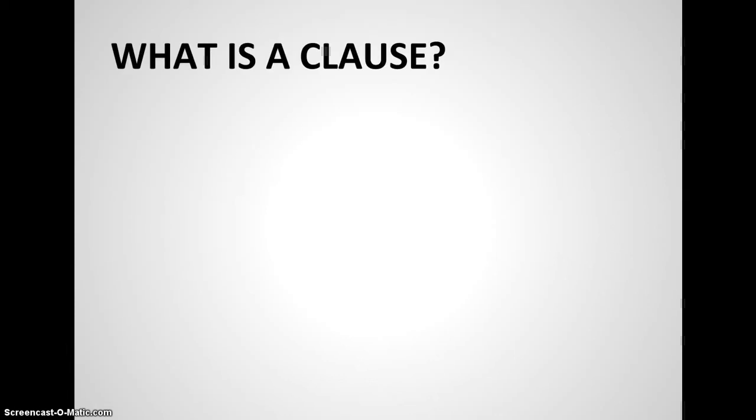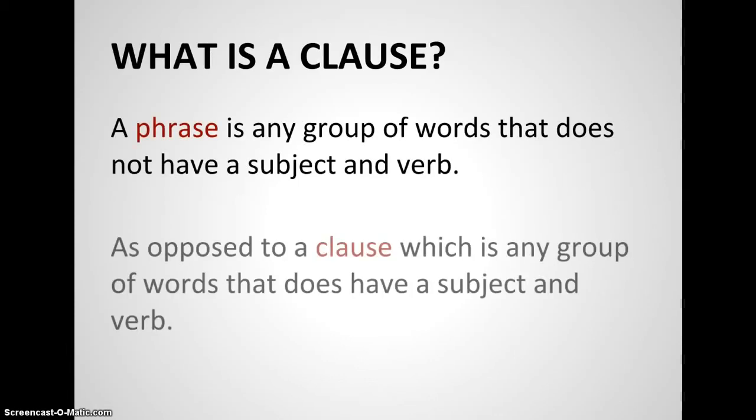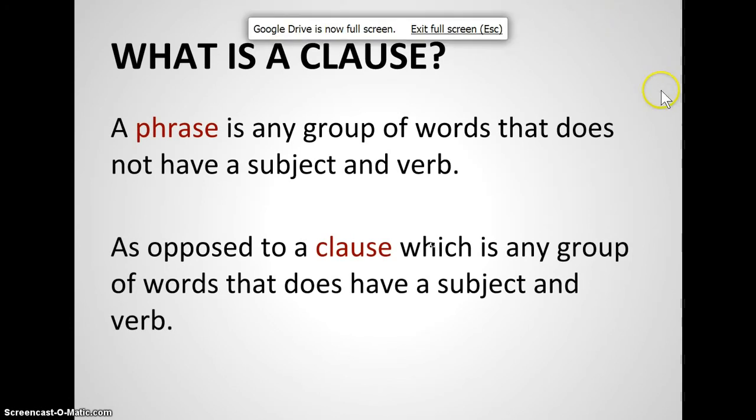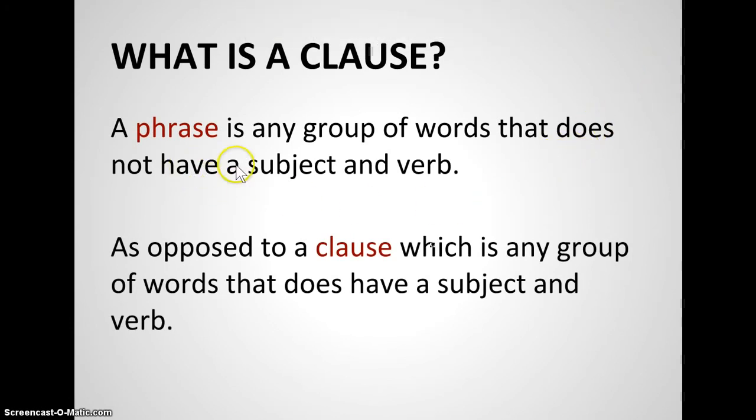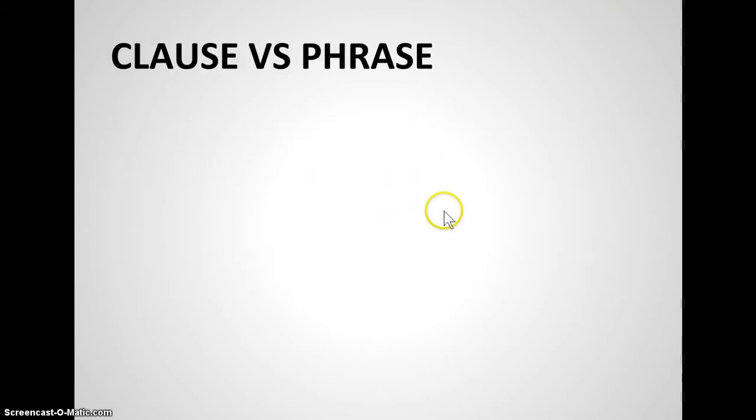Clauses. First, what is a clause? A clause is any group of words that has its own subject and verb. And we contrast that with a phrase, which is a group of words which does not have a subject and verb. But a clause does have its own subject and verb. It's very easy to tell the difference.